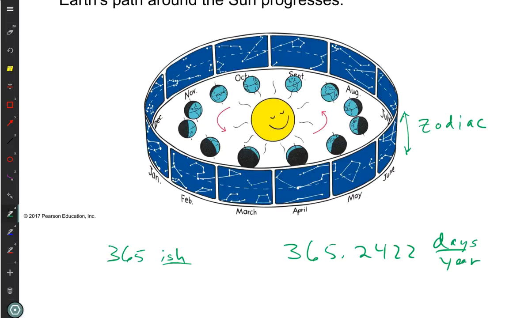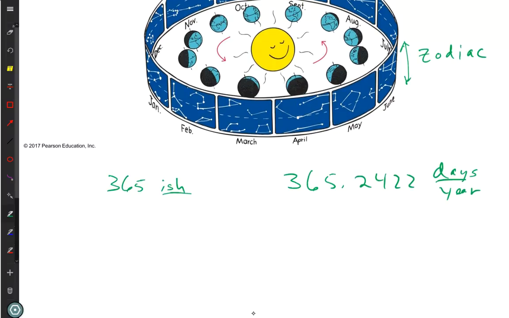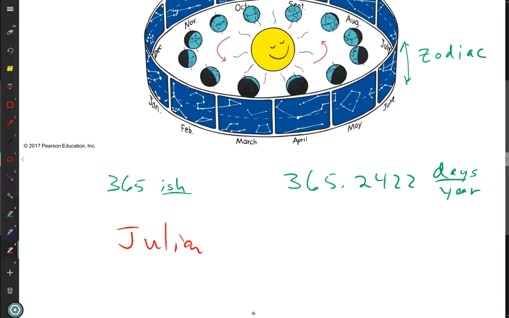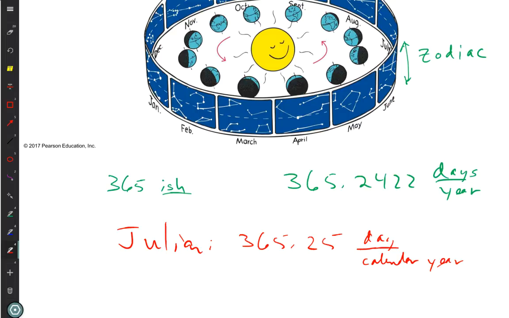Now, that is what the Julian calendar, the calendar of Julius Caesar, did. It added a leap day every 4 years. But if you add a leap day every 4 years, on average, you're adding 1 out of 4. What's 1 divided by 4? 0.25. So on average for the Julian calendar, it was 365.25 days per calendar year. Now that's pretty close, right? But roughly every 100 years, you're going to get off by a day.